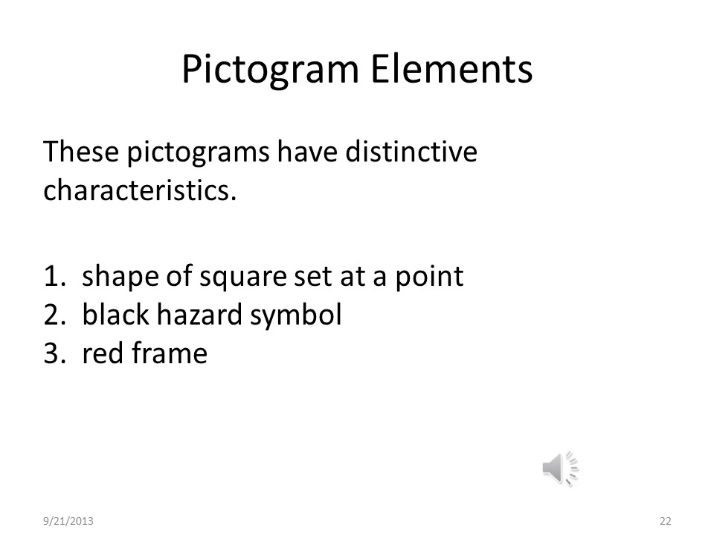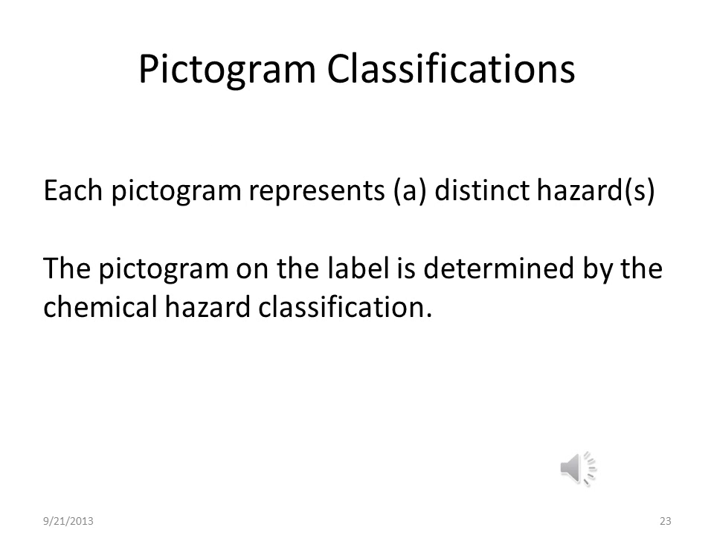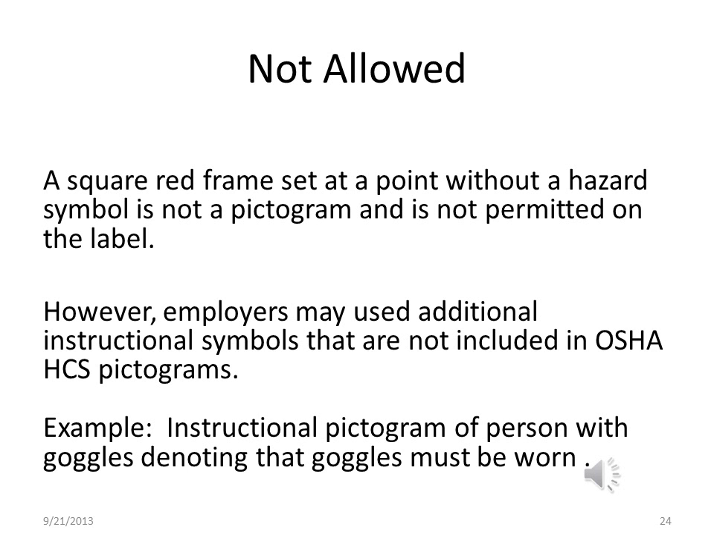The pictograms have distinctive characteristics. It is the shape of a square set at a point with a black hazard symbol in the center with a red frame. Each pictogram represents a distinct hazard. The pictogram on the label is determined by the chemical hazard classification. So what's not allowed? A red square frame set at a point without a hazard symbol is not a pictogram and is not permitted on a label.